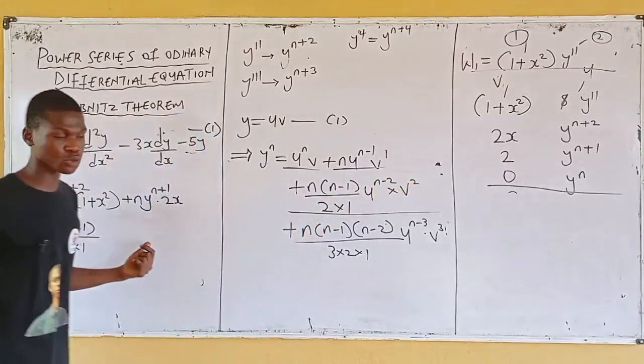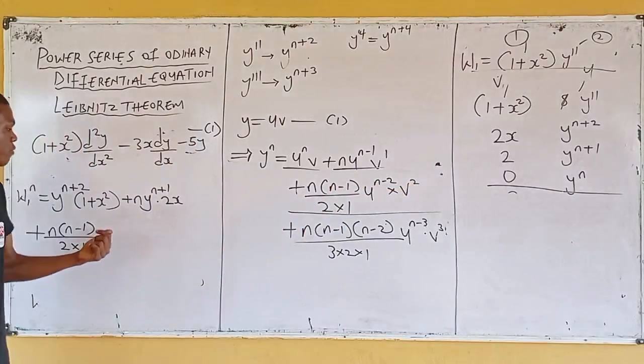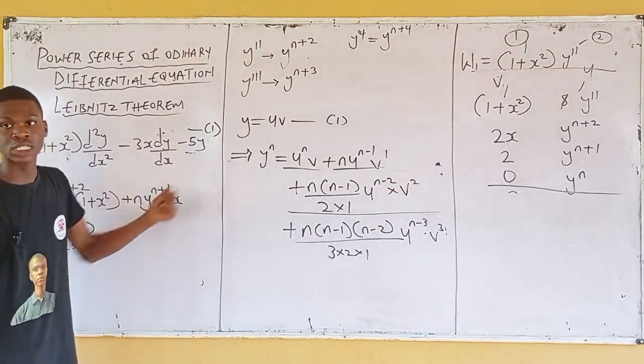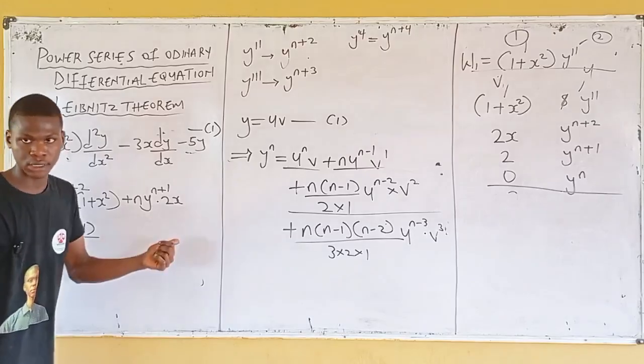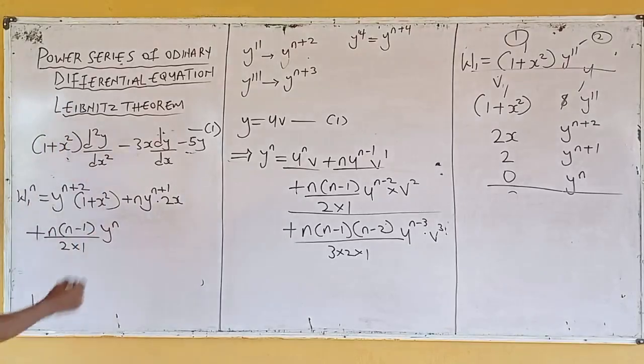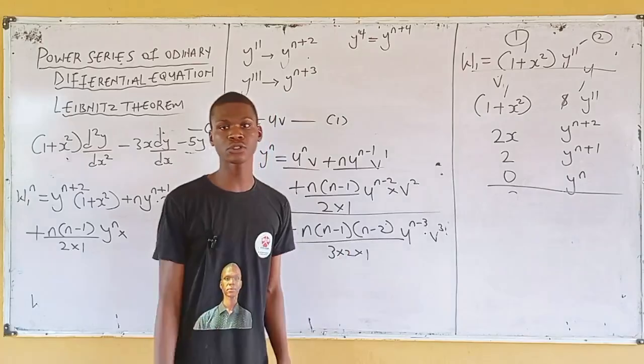In this case, it becomes what? y raised to the power of n. Meaning we started with y raised to the power of n plus 2, y raised to the power of n plus 1, and the next one becomes y raised to the power of n. Multiplying by what? v double prime, meaning the second derivative of the v function.